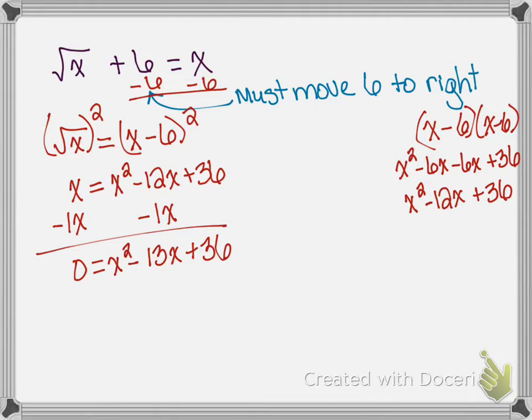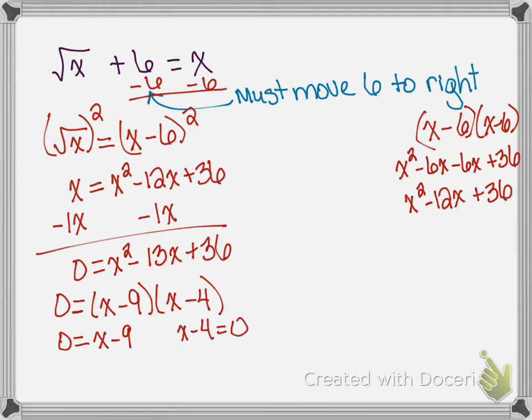This also factors nicely. Okay, I need two numbers multiplied. Say it again. Almost. Negative 9 and negative 4. Okay, so I have x minus 9 and x minus 4. Because negative 9 times negative 4 gives me positive 36. Negative 9 plus negative 4 gives me negative 13. Okay, I'm going to set each one equal to 0. And I get x equals 9 and x equals 4.